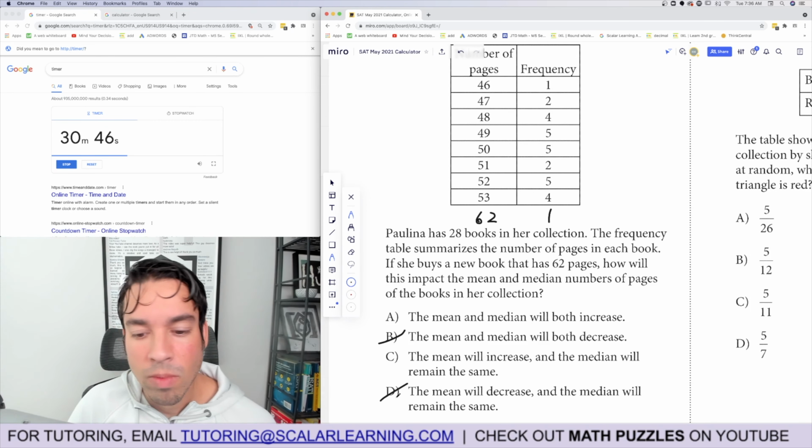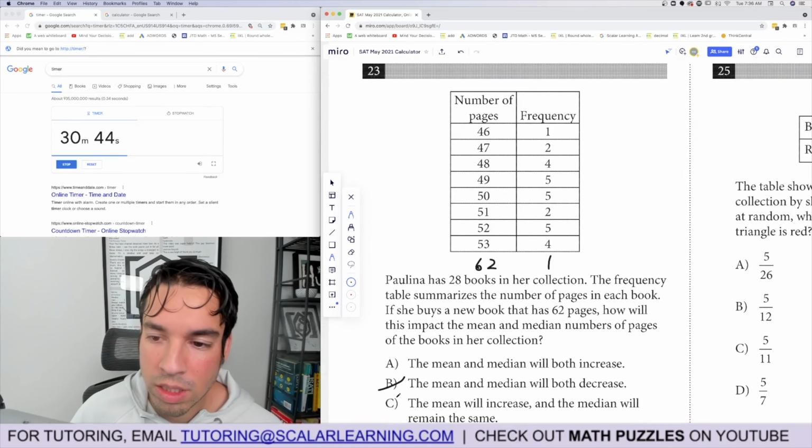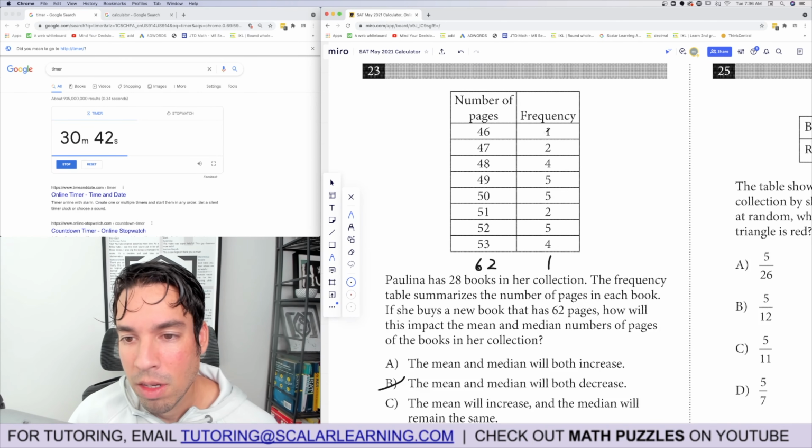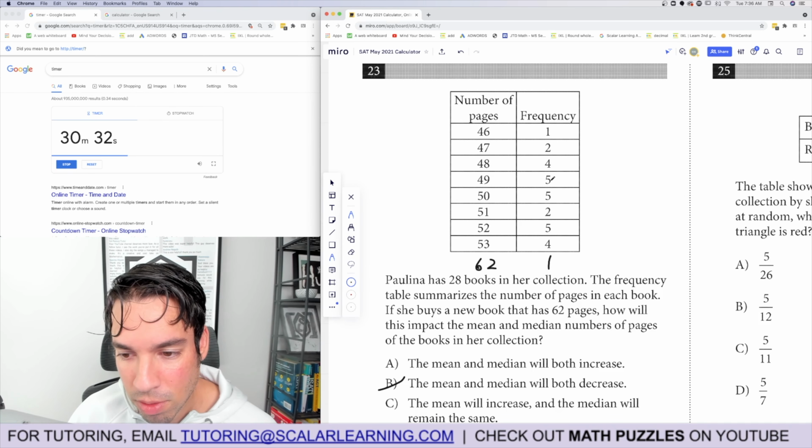That's out. So the question is, will the median increase? Now, we got to find the current median. So we got 28. So the median right now, it's an even number, so the median is going to occur between the 14th and the 15th value. 1, 2, 3, 7, 12, 13, 14, 15. So the median right now is 50.